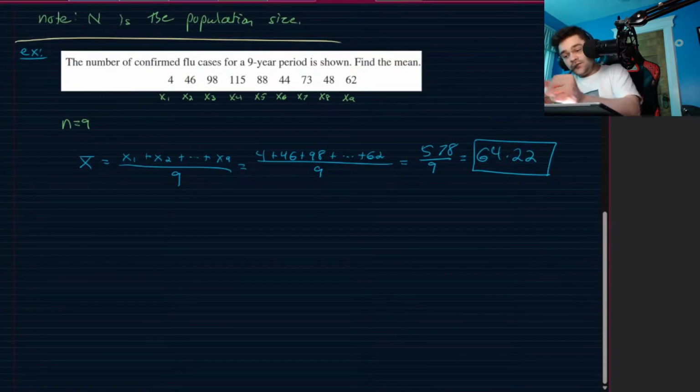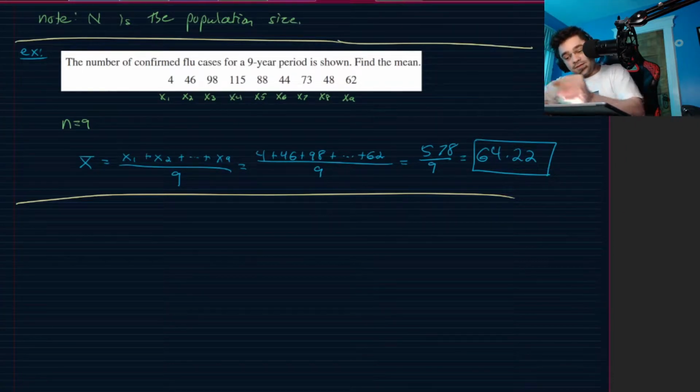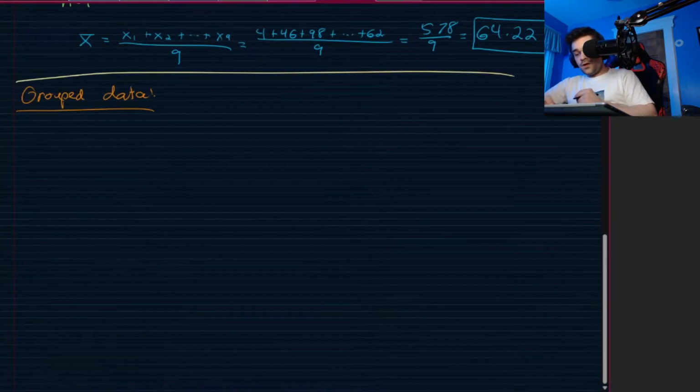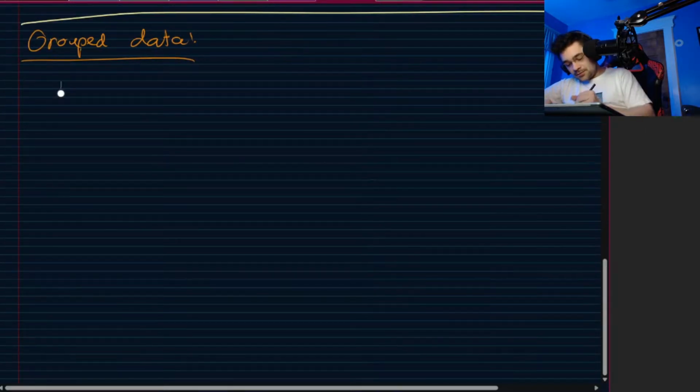Okay, so this is for ungrouped data. That example that we just did, but we can also have grouped data. And this does change the formula for the mean around. So for grouped data, it might be an example. Let me just pull up an example here real quick.